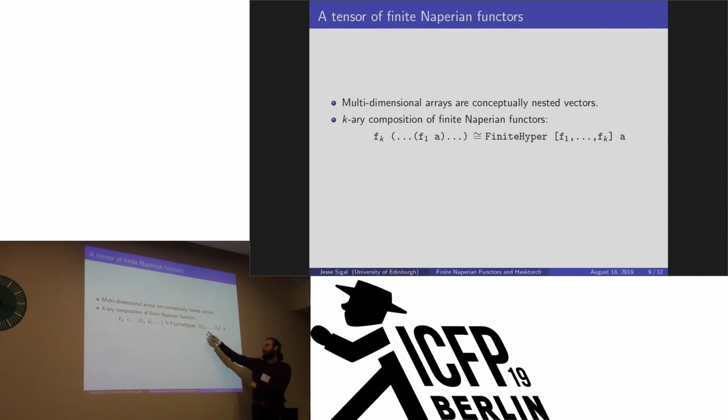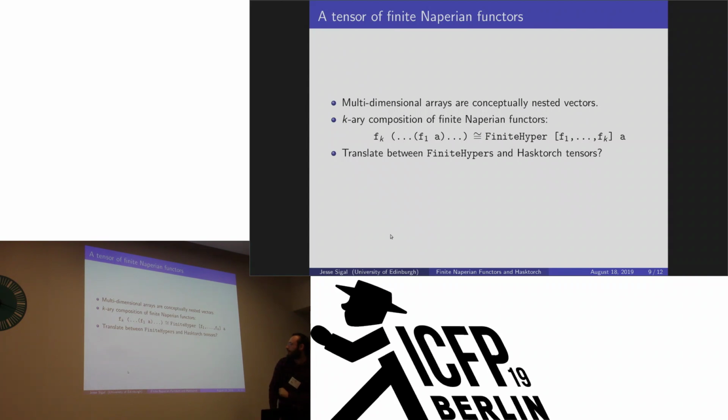And so we have a type-level list of the things that we're storing. So for example, this could be a vector of 5, or it could be that tree which we gave. And so this is the pure Haskell generalization with finite Naperian functors for tensors. So how can we translate between them?